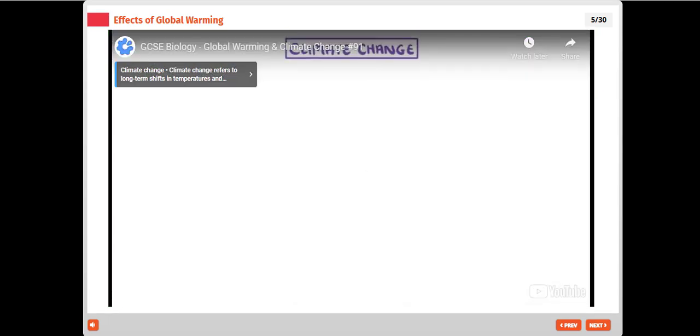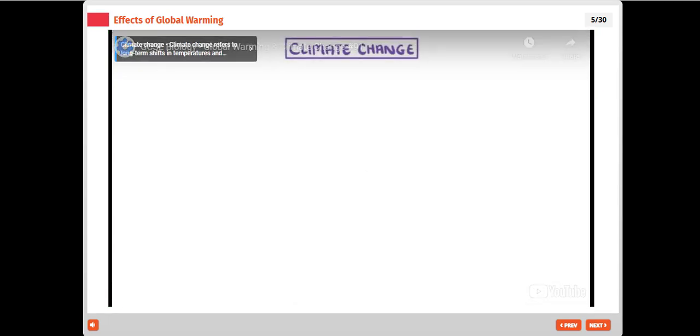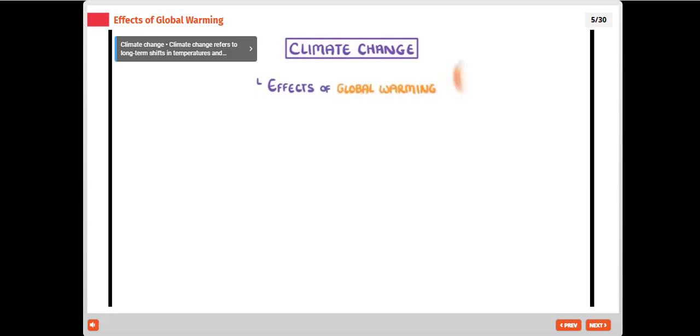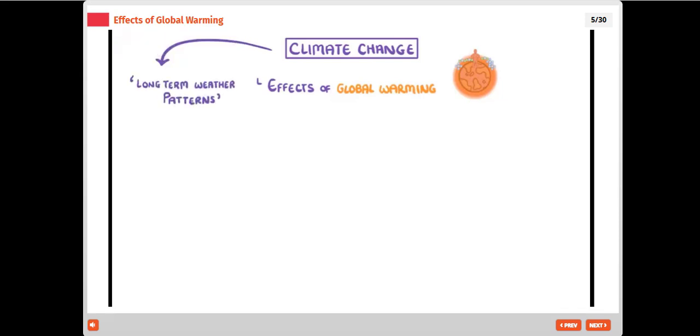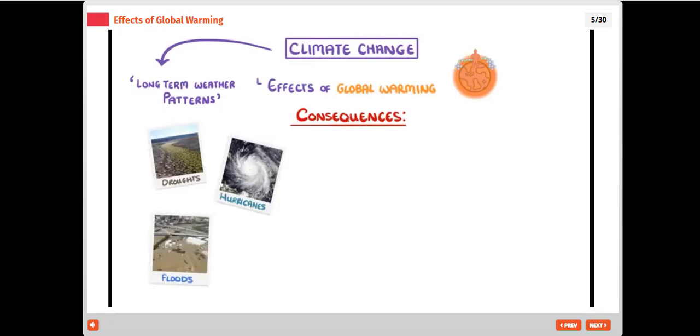The term climate change is a bit different. It's more about the effects of this global warming on the climate. And remember, climate just describes long-term weather patterns. For example, one of the consequences of global warming is that rare weather events like droughts, hurricanes, and floods will become both more common and more severe. So we refer to these changes under the term climate change.